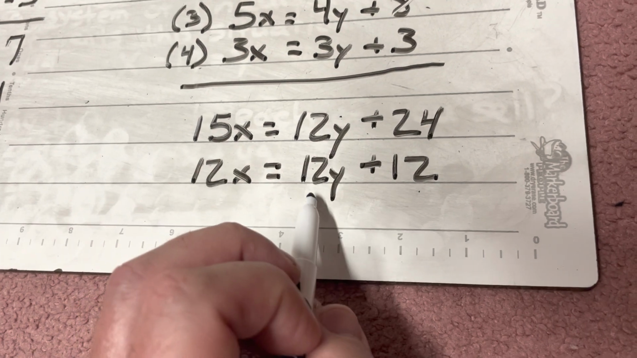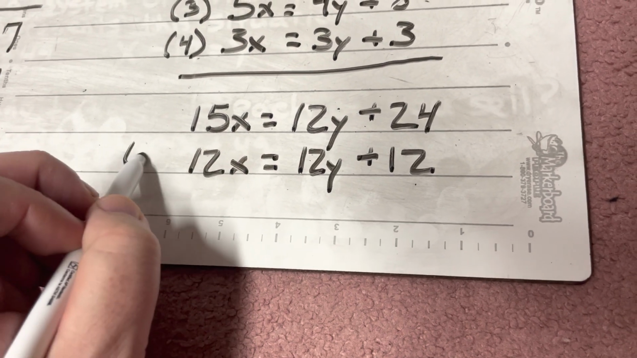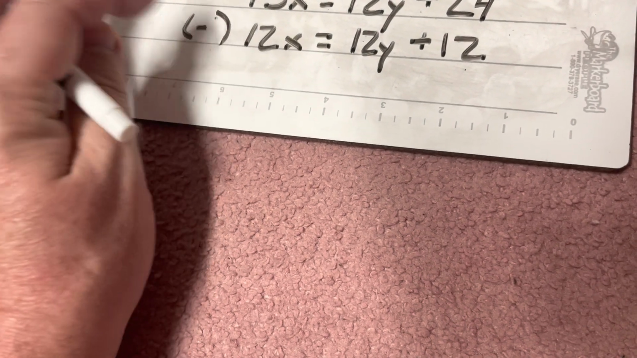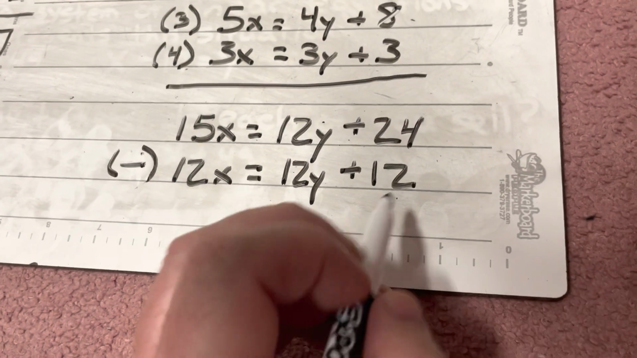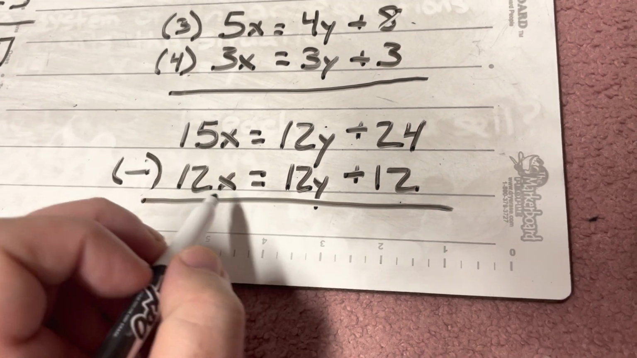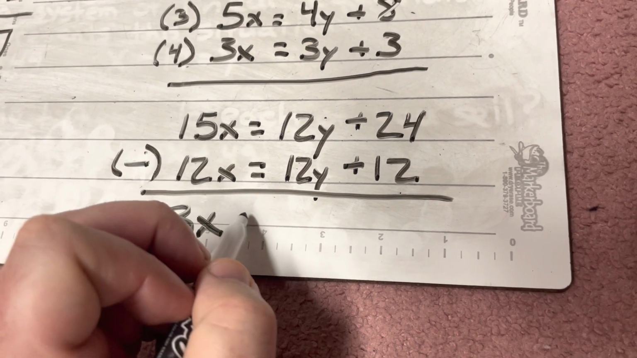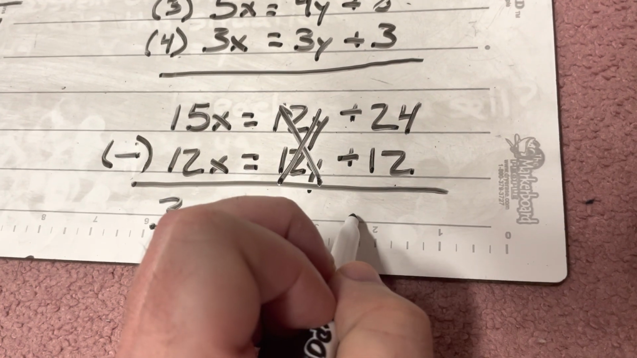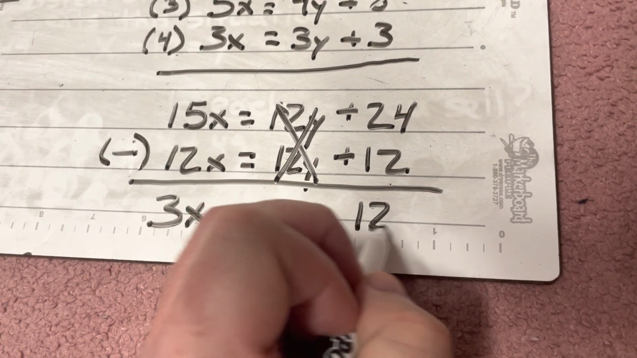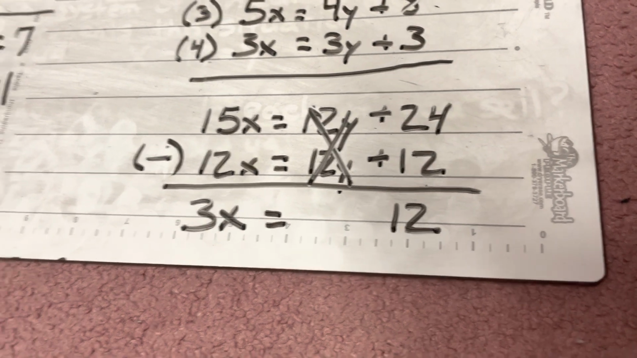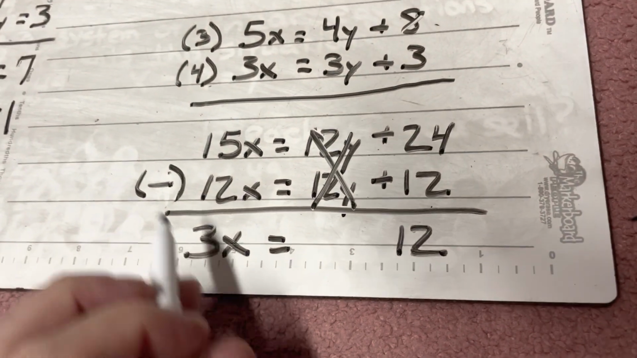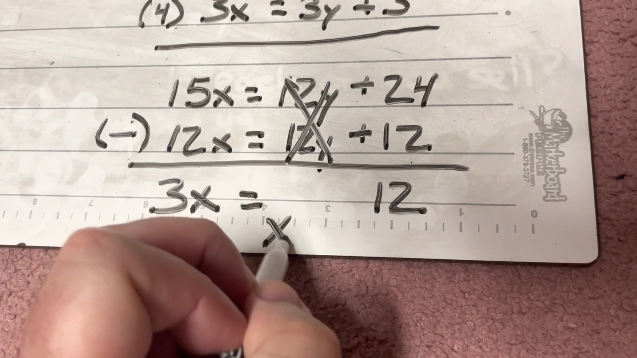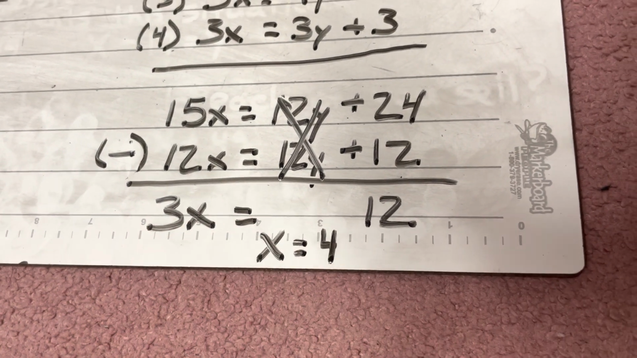Now to cancel them out, I'm going to have to subtract. All right, 15x minus 12x is 3x. 12y minus 12y cancels out. 24 minus 12 is 12. So I end up with 3x equals 12. Well, if 3x equals 12, I'm going to divide everything by 3. 12 divided by 3, x equals 4.